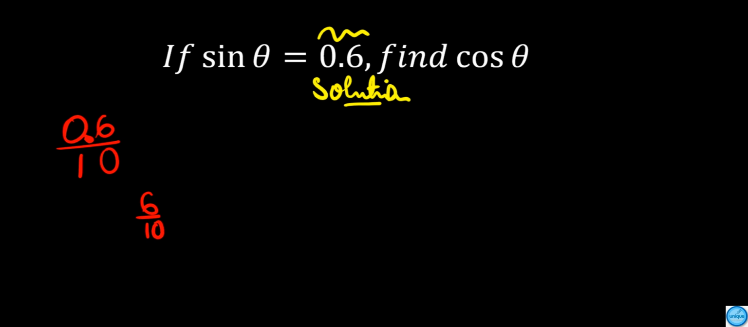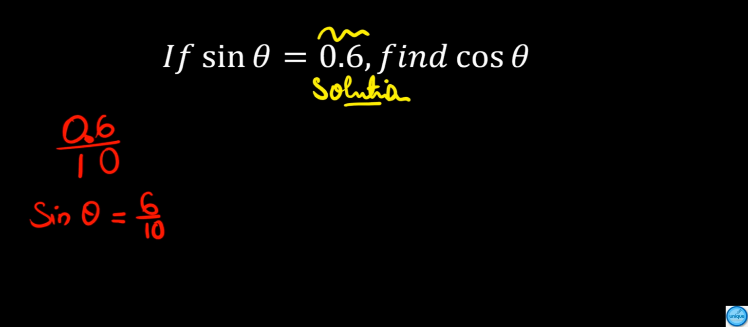And so what will happen here? Sine theta, this thing. So sine of theta, 0.6, is the same as 6 divided by 10. Of course, you can simplify this one further, to 3 over 5.